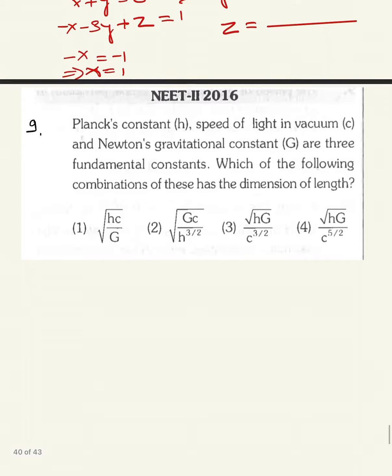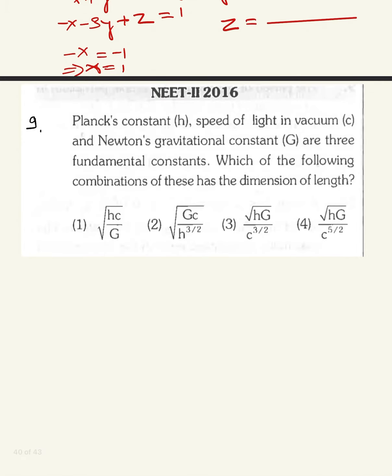Now again students, this is the question you have been asked. Let's read. Planck constant, speed of light in vacuum, and Newton's gravitational constant G are three fundamental quantities. Okay, so they are saying to choose these as fundamental quantities. Which of the following combinations has the dimension of length? So actually they want us to find the expression of length in terms of Planck constant, speed of light, and gravitational constant. So let's find out the formula for length.